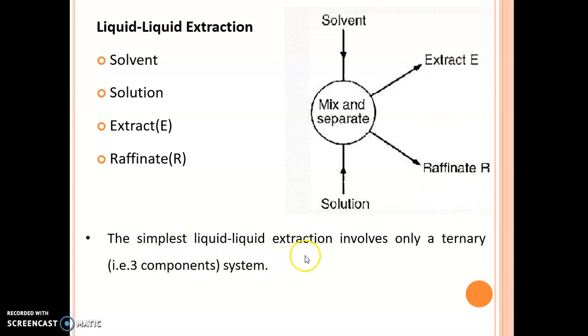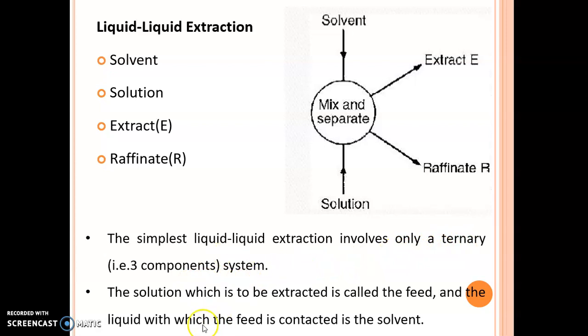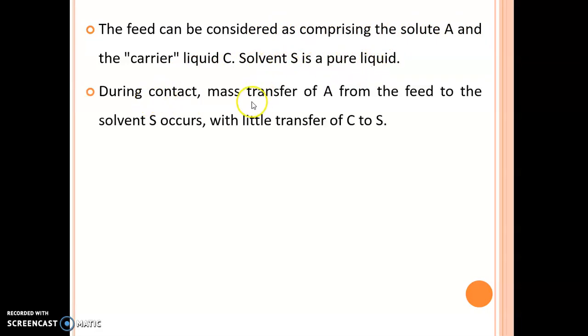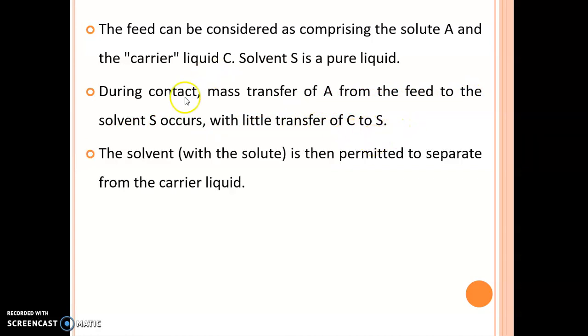The simplest liquid-liquid extraction involves only a ternary or three component system. The solution which is to be extracted is called the feed and the liquid with which the feed is contacted is the solvent. The feed can be considered as comprising the solute A and the carrier liquid C. Solvent S is a pure liquid. During contact, mass transfer of A from the feed to the solvent S occurs with little transfer of C to S. The solvent in which solute is present is then permitted to separate from the carrier liquid.